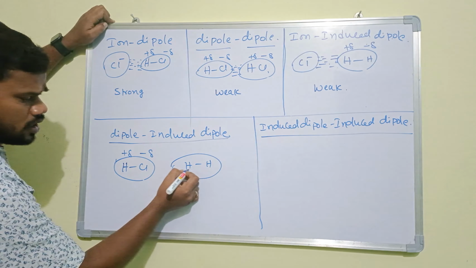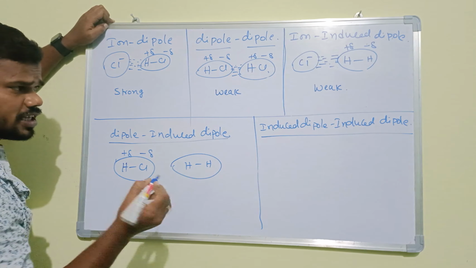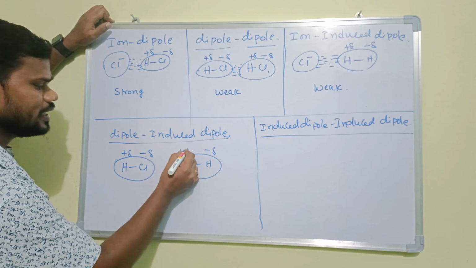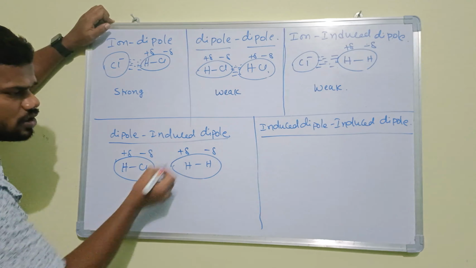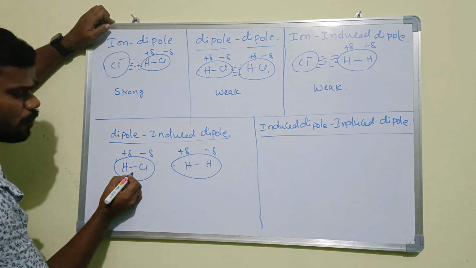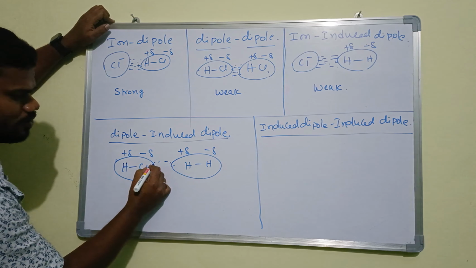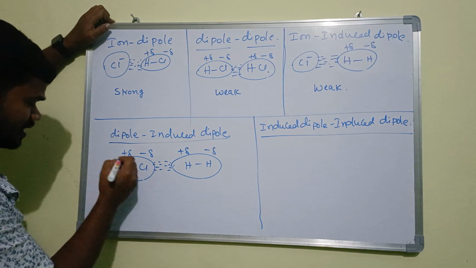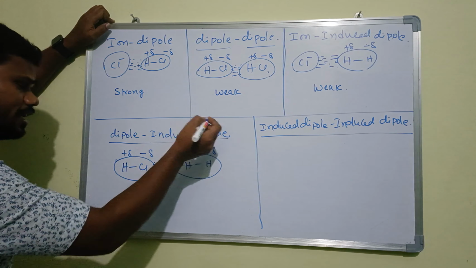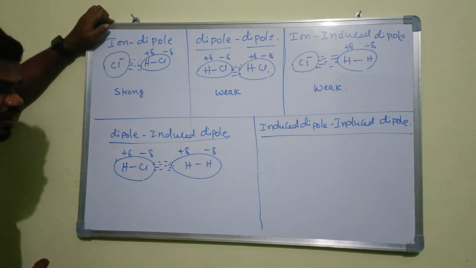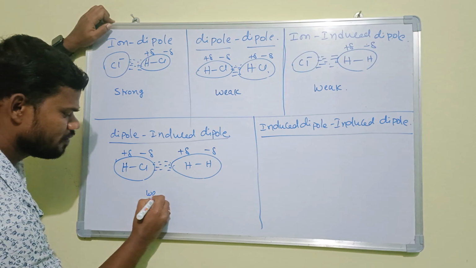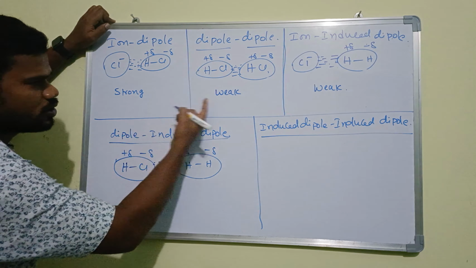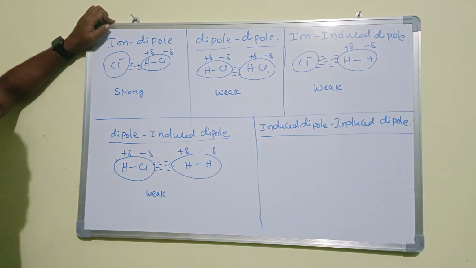Here in this H2 molecule there is no polarity, but it can create polarity itself. So we call that an induced dipole. So this is the interaction between a polar and a non-polar molecule, and we call it a dipole-induced dipole interaction. These interactions are weak compared to the above three.